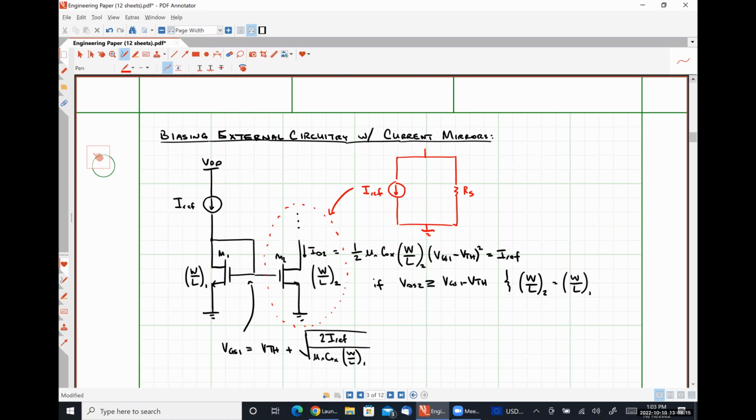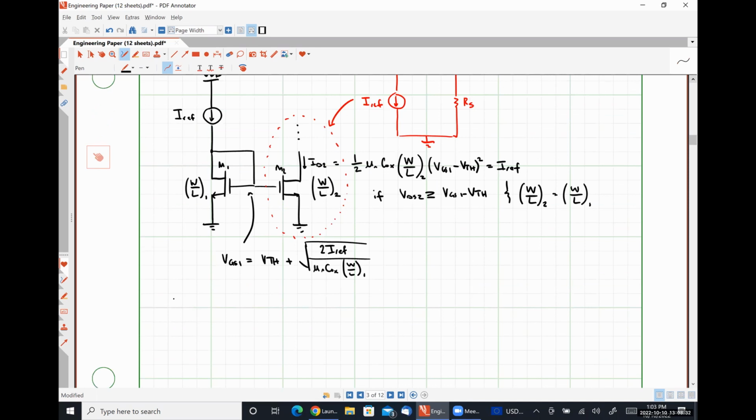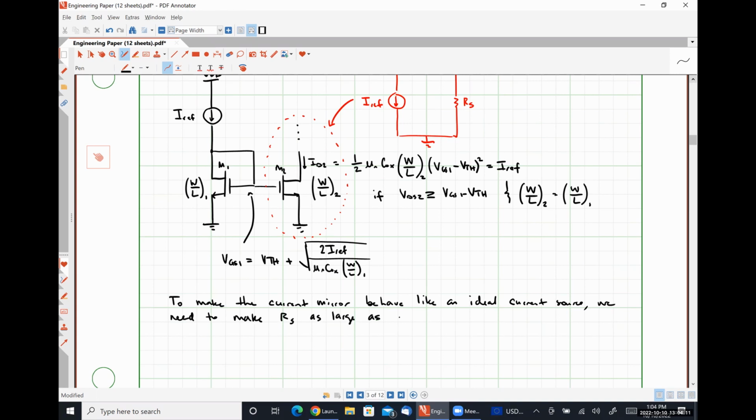Exactly right. So if RS, our source resistance, were infinitely large, then our transistor M2 would behave exactly like an ideal current source. So to make the current mirror behave like an ideal current source, we need to make RS as large as possible.